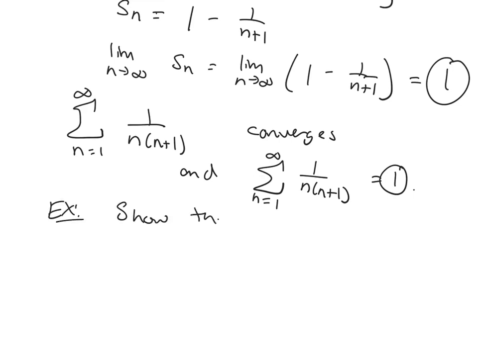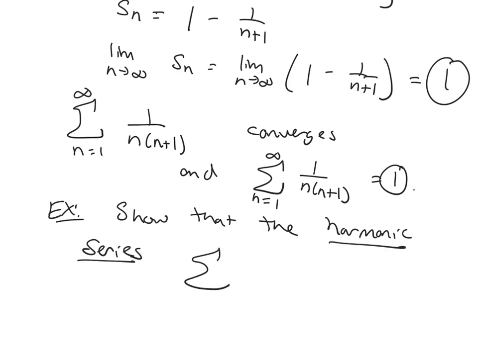Show that the harmonic series, so that's the series n equals 1 to infinity, 1 over n, is divergent.